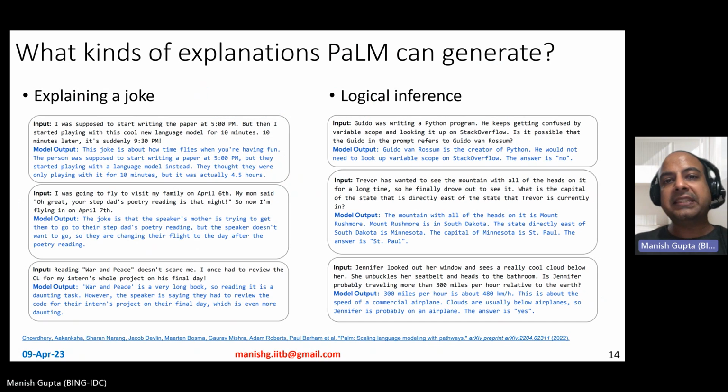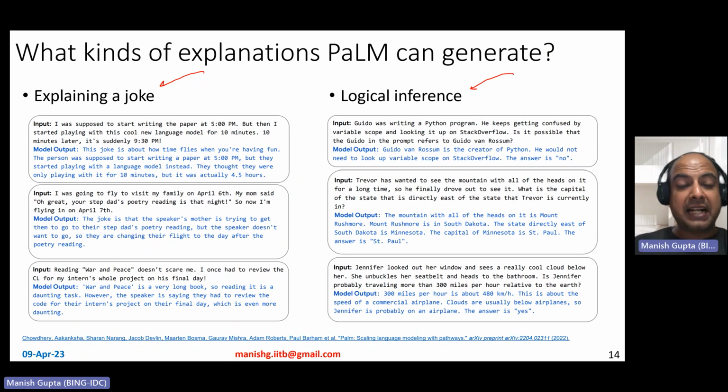So what kind of explanations can you generate from the PaLM model? Here are some interesting explanations, for example explaining a joke. Remember, these can be generated because of chain of thought prompting. So, explanation of jokes or logical inference tasks. Let's look at the kind of explanations it generates. Let's look at this one. Of course, you can read up later by pausing the video here, but I'll just look at a few.